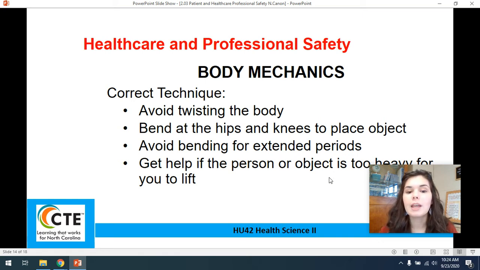You can also always get help if the person or the object is too heavy for you to lift by yourself. Don't ever be afraid to ask for help for lifting patients. When I was a CNA, I was one of the smallest, youngest people at the facility that I worked at. Sometimes I had residents that weighed like twice my weight, and there's no way I could physically pick them up. We kind of knew who those people were, and we would just plan ahead that this CNA was going to come help me if I helped her do blah, blah, blah.